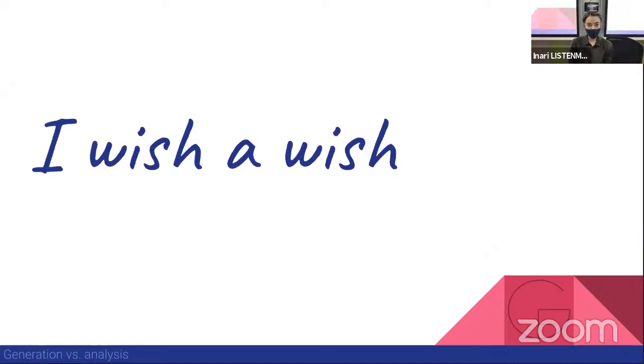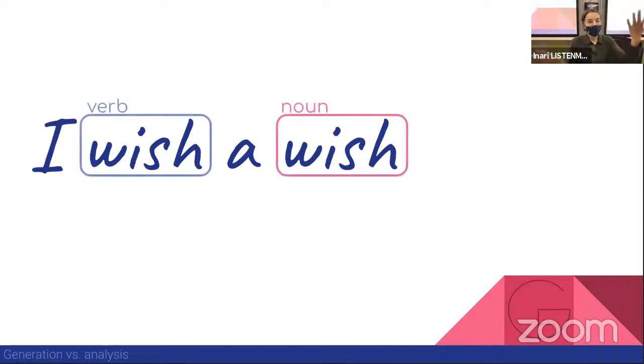Let's take a concrete example. Let's have a task: find the part of speech for each of these strings "wish". We can use generative or purely analysis grammars. They both will do fine. We know that the right answer is that the first one is a verb and the second one is a noun. Let's see how grammars would do that.